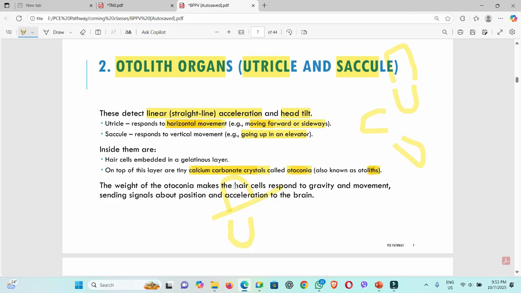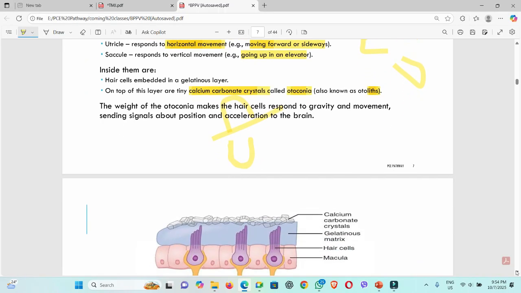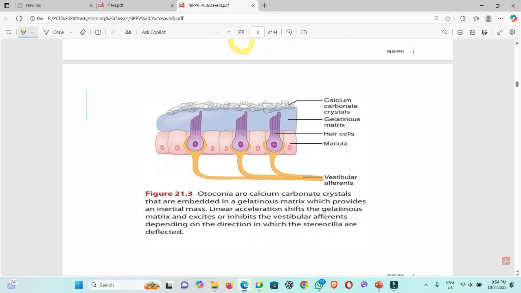The weight of otoconia makes the hair cell respond to gravity and movement, sending signal about position and acceleration to the brain. Again, the weight of calcium carbonate crystals makes the hair cell respond to gravity and movement, sending signal about the position and acceleration to the brain. Basic anatomy and physiology, guys. Otoconia.